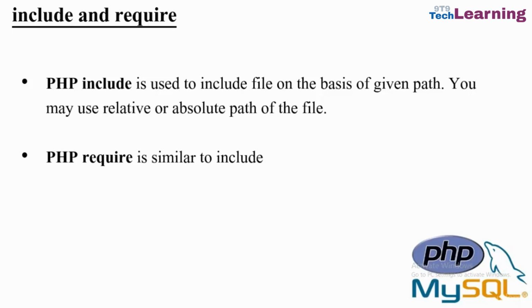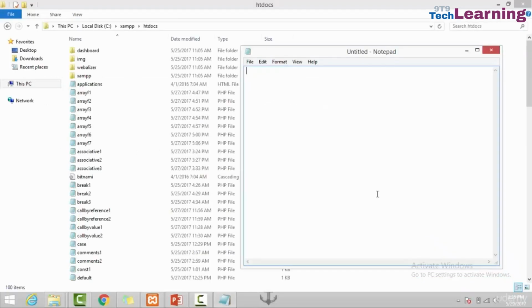In other words, it will halt the script, whereas include only emits a warning which allows the script to continue. Now let's see the hands-on for include and require. A PHP include is used to include a file on the basis of a given path. So let's see a simple PHP include example.